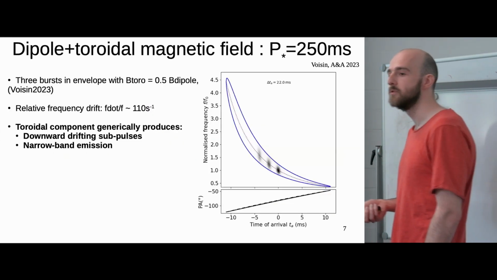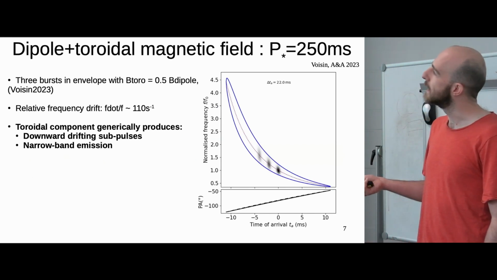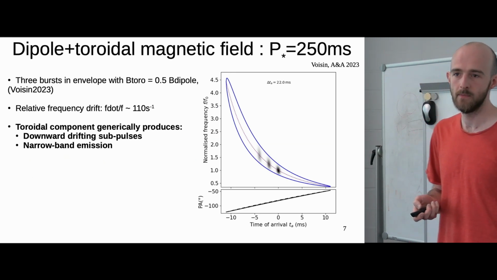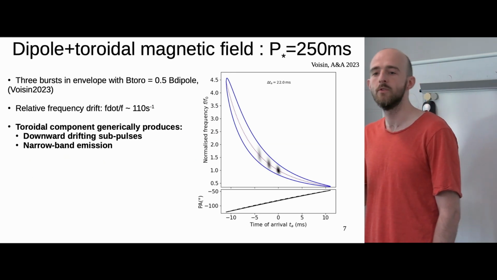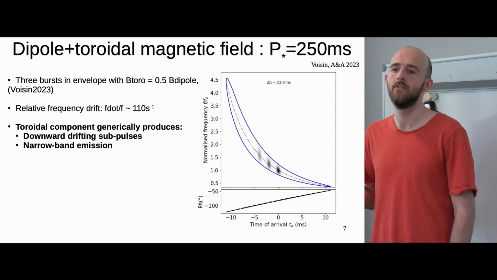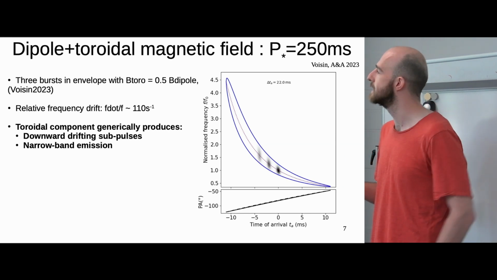So then how to reproduce repeaters, which I said are downward drifting in frequency and narrowband? The simplest way I found to do that is to add a strong toroidal component to the magnetic field, and also to speed up the spin period a little bit. But don't take this too literally, it's degenerate with other parameters, they're just parameters I used to make an example.